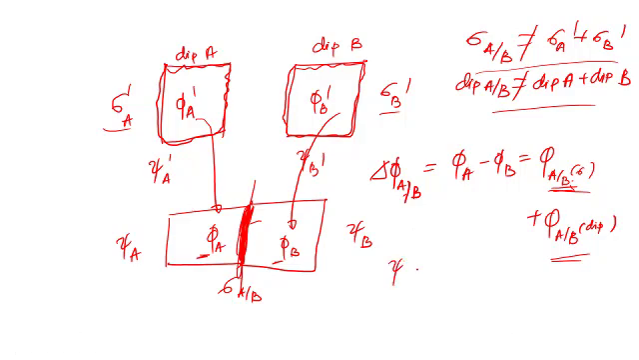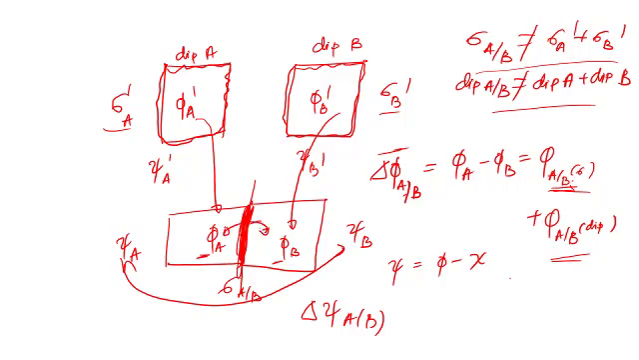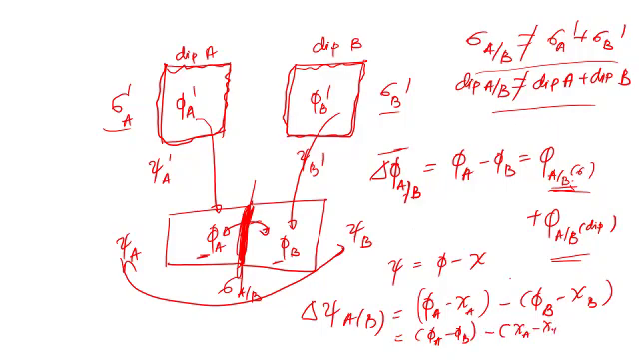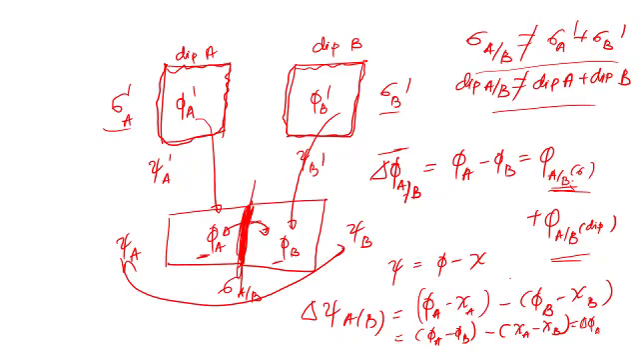Now we have seen that psi is equal to phi minus chi, where chi is the surface potential. Then we can write delta psi of AB, the difference between the outer potentials, as phi A minus chi A minus phi B minus chi B. That equals phi A minus phi B minus chi A minus chi B, or delta phi A slash B minus delta chi A slash B. In other words, delta psi of A by B is equal to delta phi A by B minus delta chi A by B.